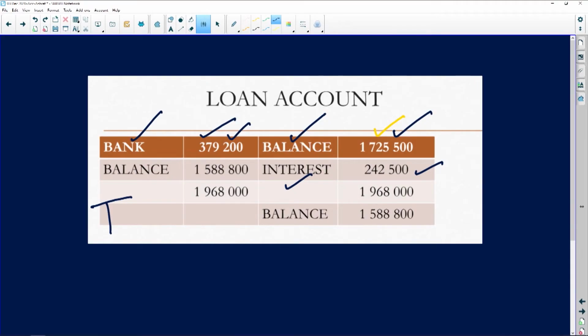So all that I do now, I add the 1,725,500 plus my interest of 242,500 will give me a figure of 1,968,000. Subtract the 379,200. What am I doing, guys? I'm just balancing the account to give me a closing balance of 1,588,800. So that's my closing balance. Here goes, obviously balance brought down, carried down. So this is the amount of my loan at the end of this financial year.